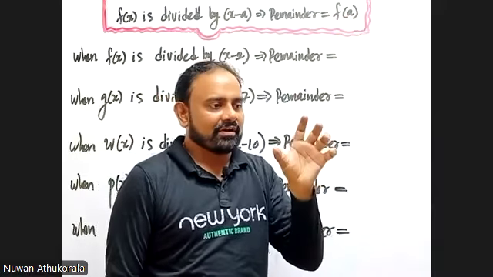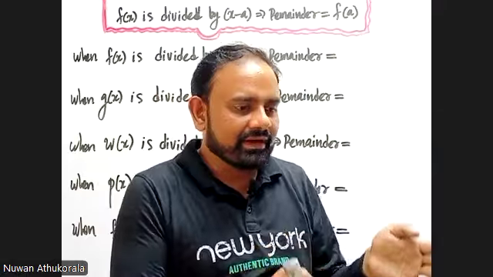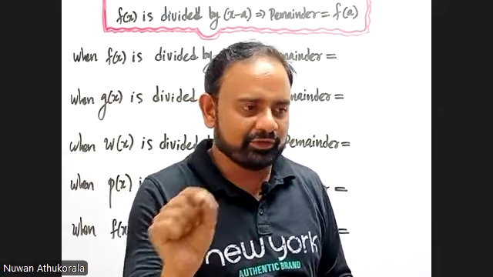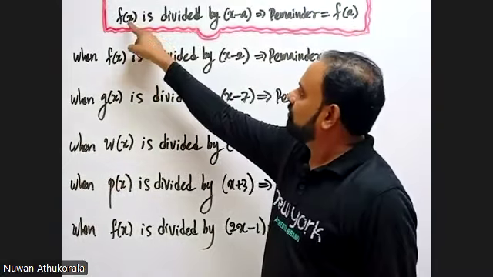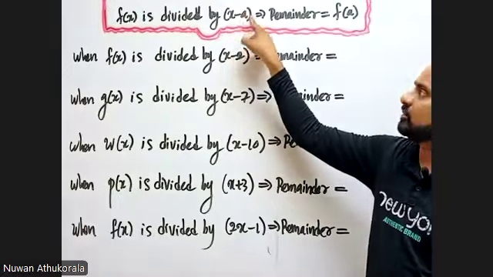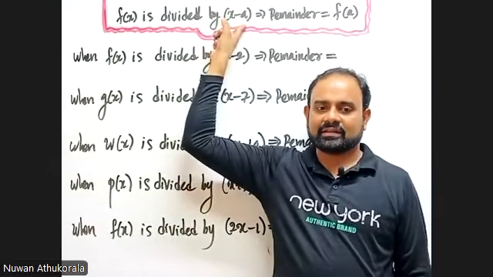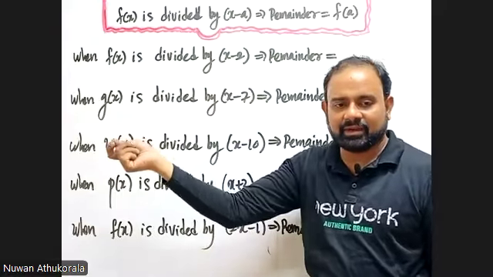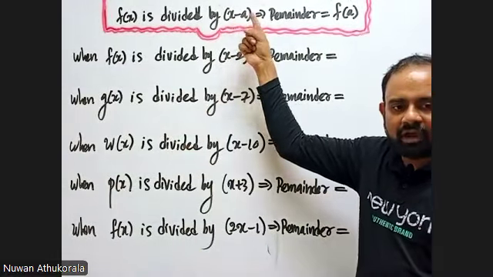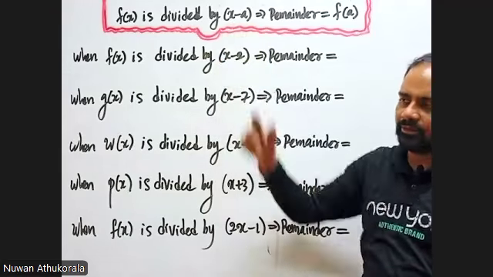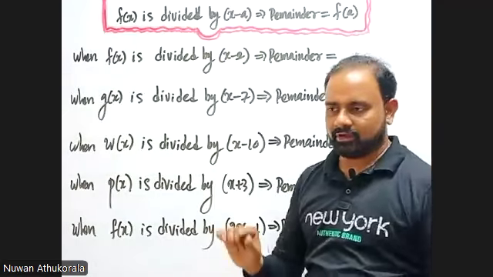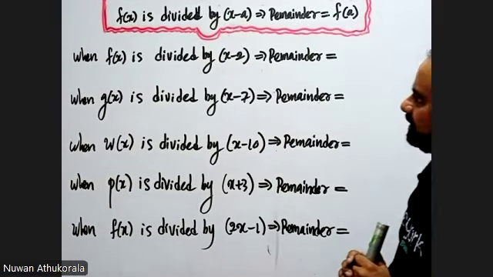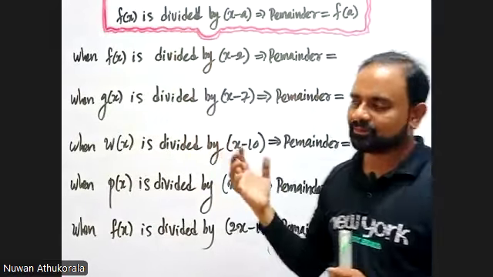Always try to convert the given divisor into 0. When f(x) is divided by x minus a, the divisor is x minus a. If we substitute x equals a, then the value of x minus a becomes 0, right?